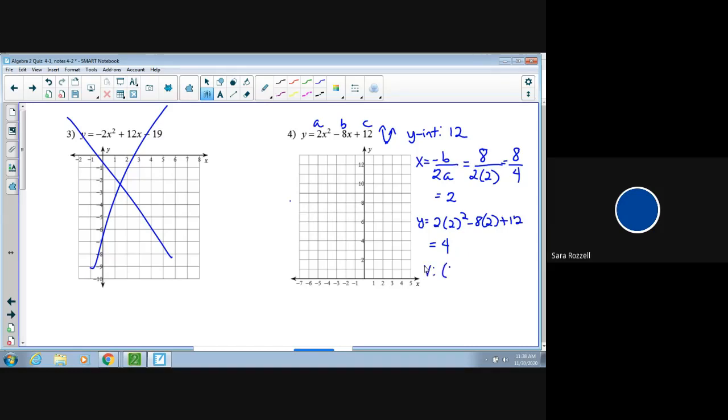So our vertex is the ordered pair 2, 4. Let's go ahead and graph it, might as well, and then we can do the rest. So our vertex is 2, 4. Our y-intercept was 12. And we have a multiplier of 2. So instead of over 1, up 1, it's over 1, up 2.